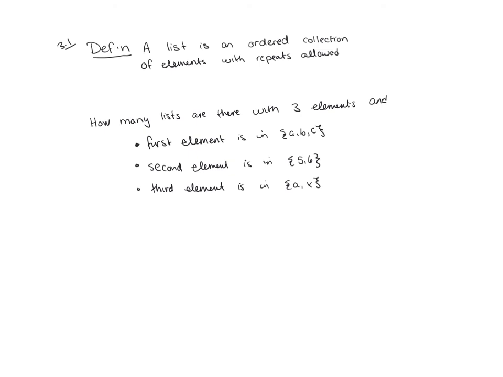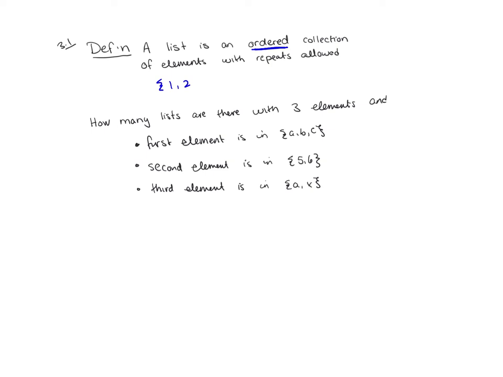Okay, so before we can get to this multiplication principle from 3.2, we're going to need one definition from 3.1. So 3.1 is just introducing this idea of a list. A list is an ordered collection of elements where repeats are allowed. So unlike a set, it's going to be ordered. So if you have the list 1, 2, that's going to be different than the list 2, 1.